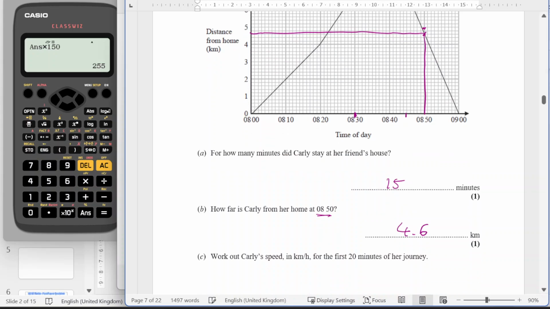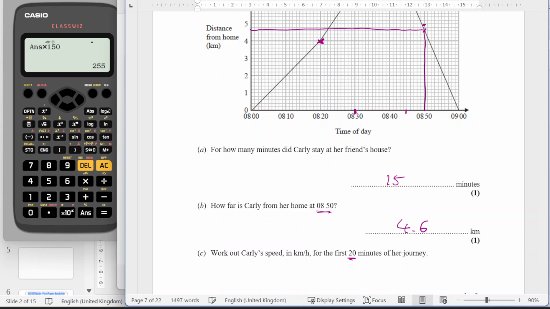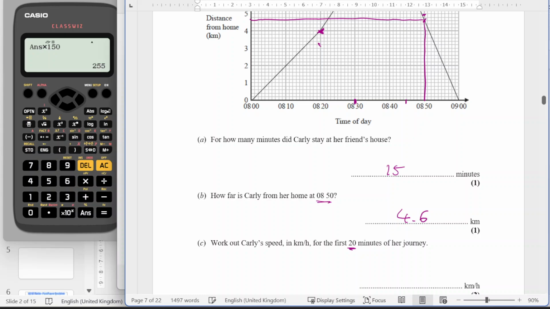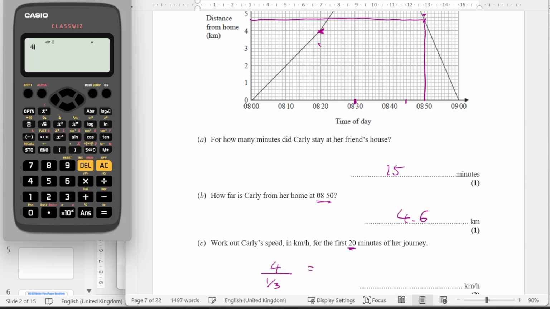Work out Carly's average speed for her first 20 minutes of her journey. So the first 20 minutes is here. So the speed is going to be equal to speed is distance divided by time. So she's travelled a distance of 4 in a time of 20 minutes, which is a third of an hour. And you can type it in like that. That's absolutely fine. So 4 divided by a third. So I think it's going to be 12. So 12 kilometers per hour.